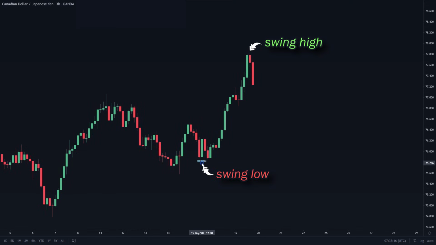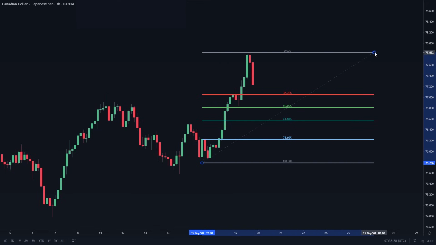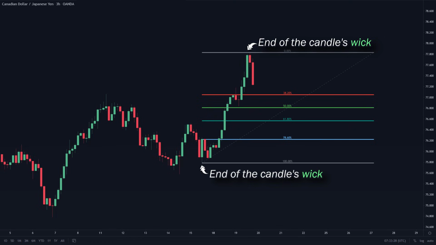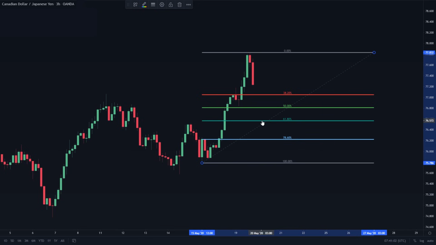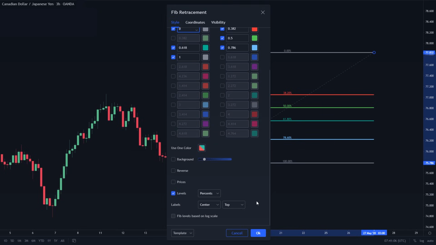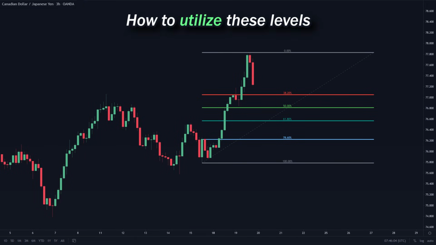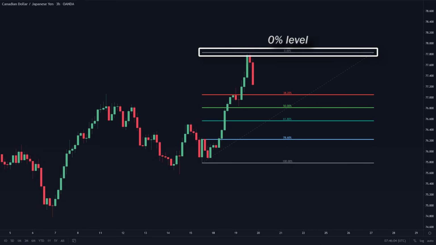Now, once you've identified the swing high and the swing low, the next step is drawing the Fibonacci tool by connecting the swing low to the swing high and then drag it to the right to extend the levels. Now notice that I'm connecting them at the end of the candle's wick. And as you can see, we now have the Fibonacci levels in place. And again, I advise you to follow the custom settings that I have so that it'll be easier for you to follow along. So now, I'm going to show you how to utilize these levels. So starting from the top, you have your 0% level, which is basically your starting level.